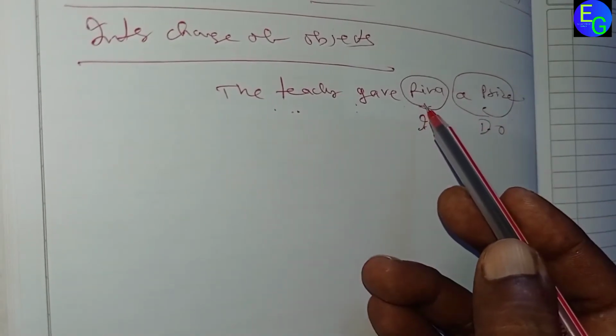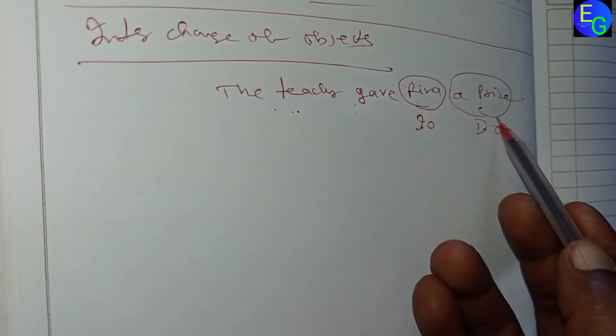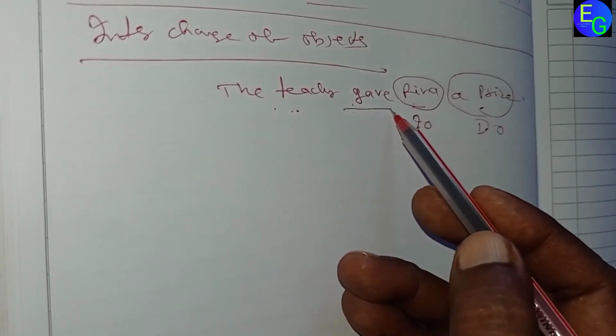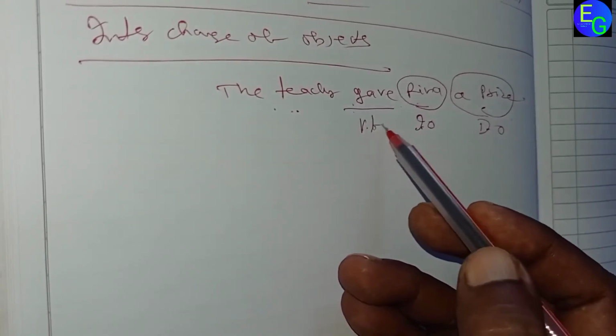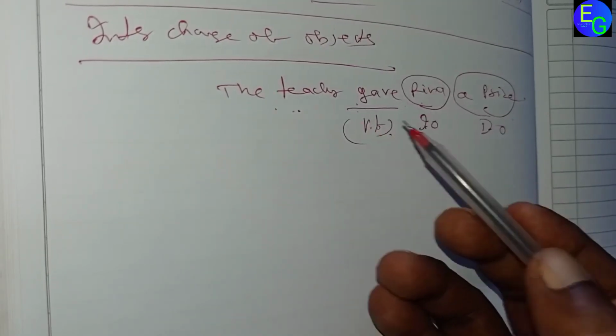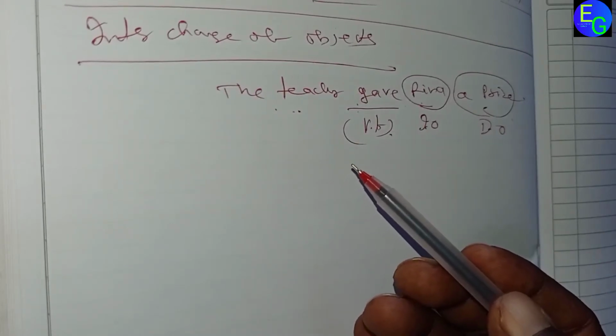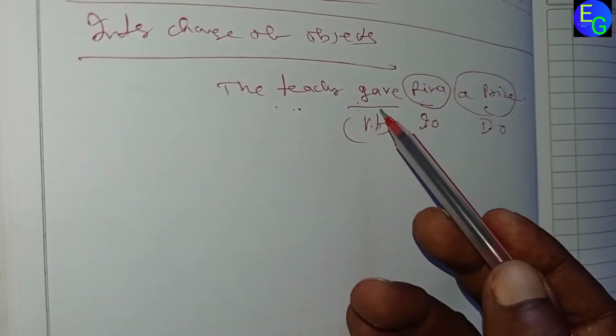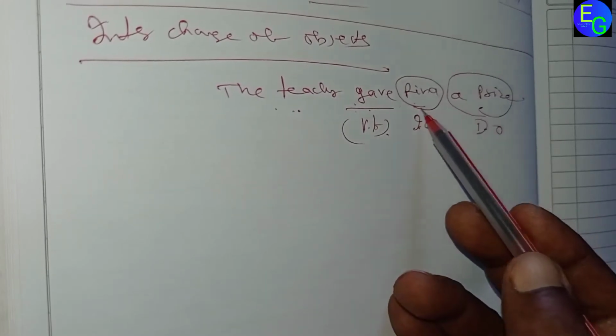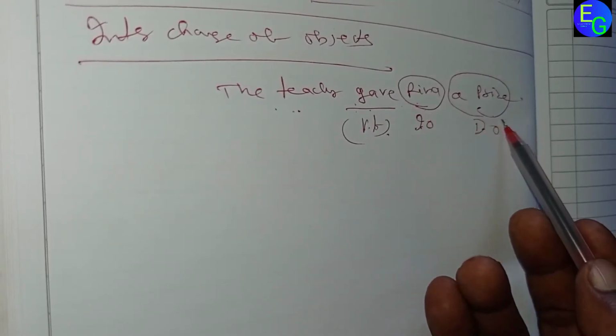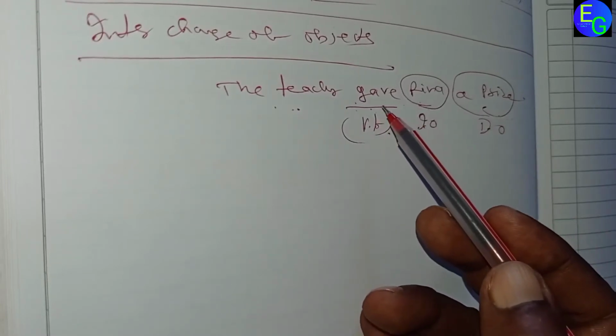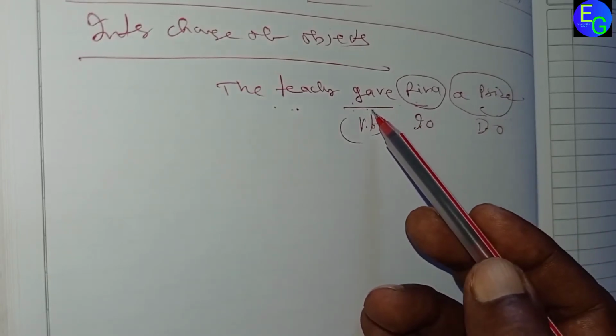Here the teacher gave Rina a prize. This sentence contains two objects. So here the verb is transitive, or you can say verb transitive or transitive verb. Here after this verb come two objects. One is an indirect object, another is a direct object. So here the verb is transitive.